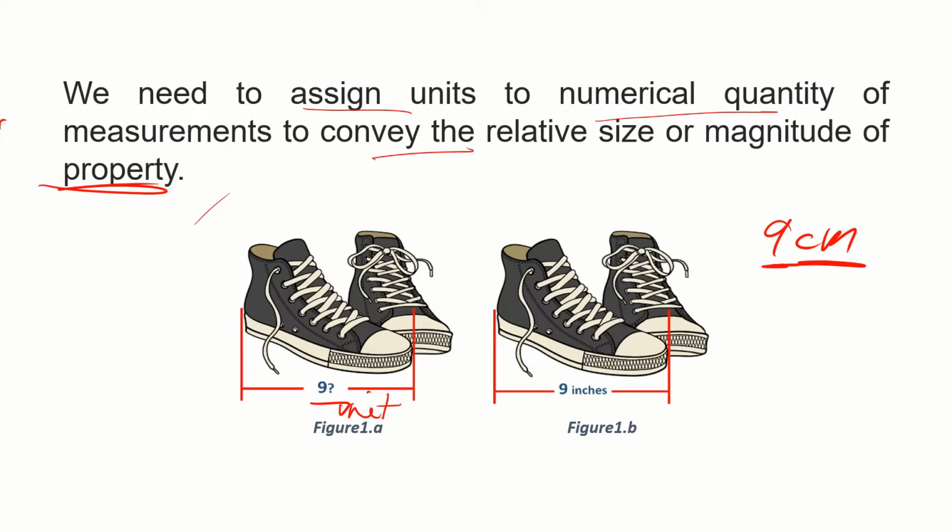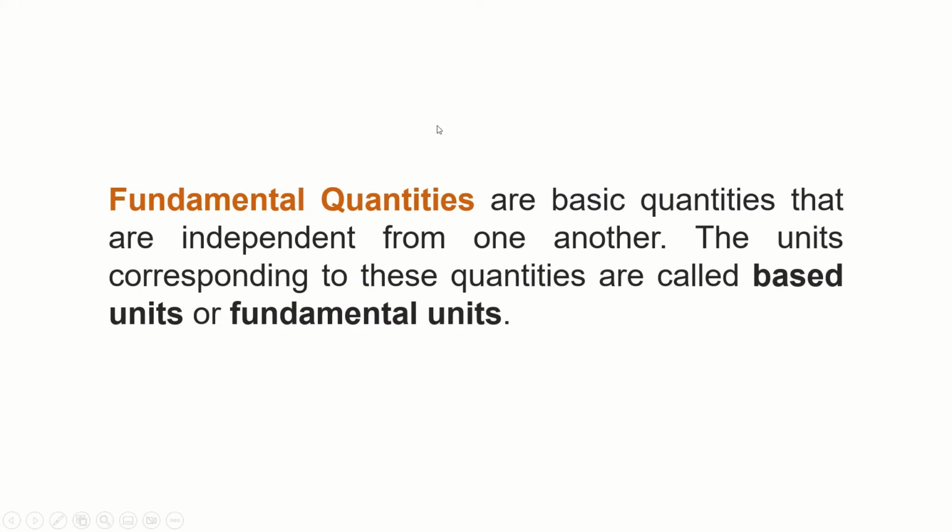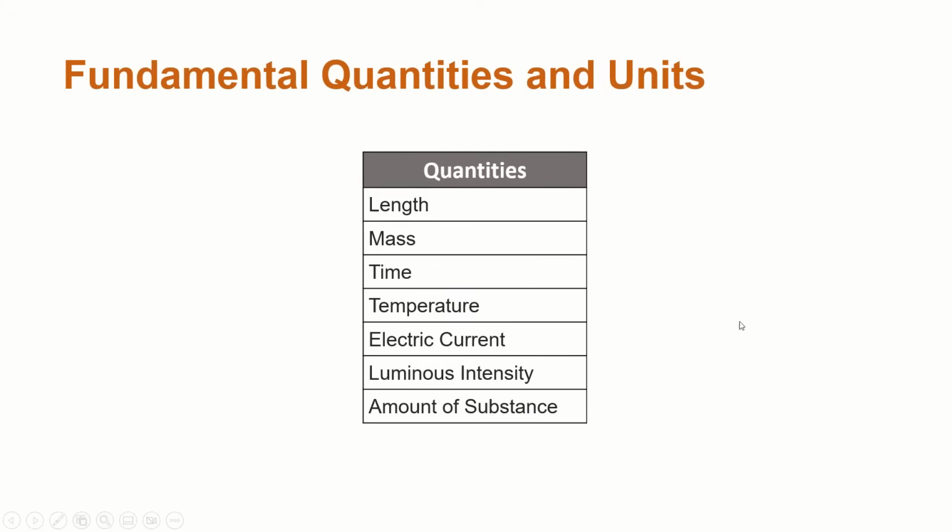In physics or generally in science, there are 7 fundamental quantities that numerically represent the 7 primary dimensions or the 7 fundamental properties of an object. To define fundamental quantities, fundamental quantities are basic quantities that are independent from one another. The units that correspond to the fundamental quantities are called the fundamental units or the base units. Here are the 7 fundamental quantities: length, mass, time, temperature, electric current, luminous intensity, and amount of substance.